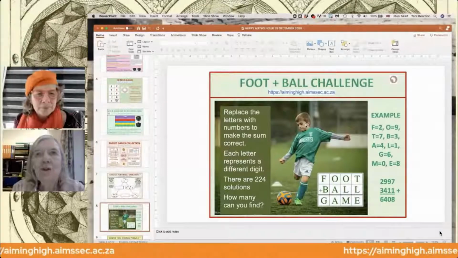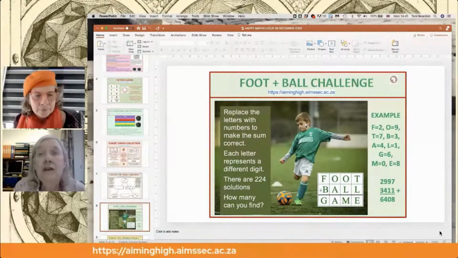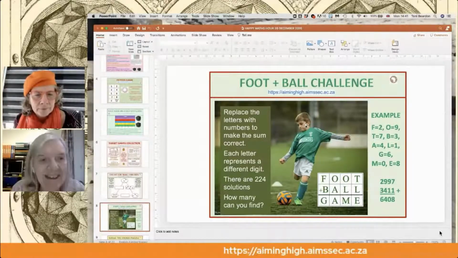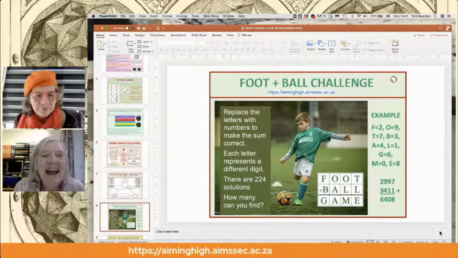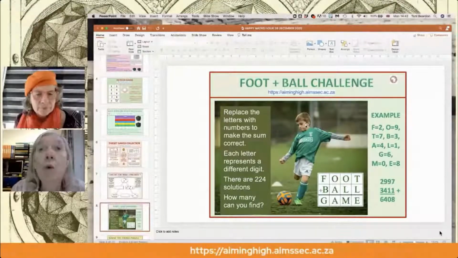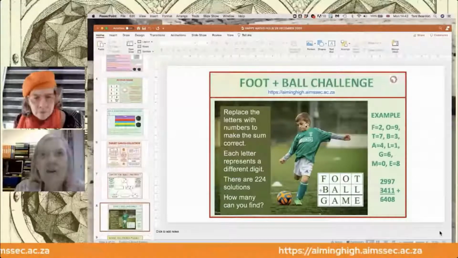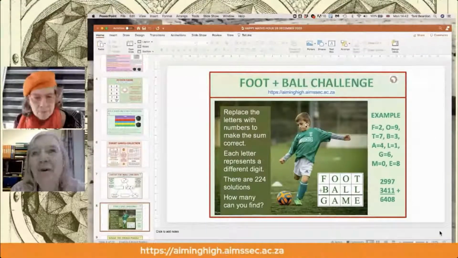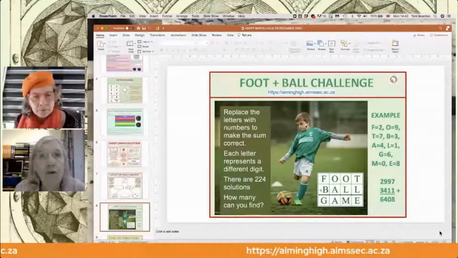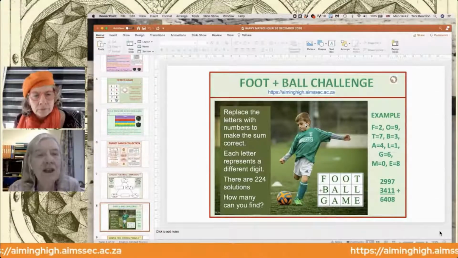So what you do is you add up. Each letter stands for a different number. So you add the letters of FOOT to FOOT to BALL, and the answer is GAME. Surprise, surprise. And you'll see that if you're looking at the slide, 2,997 with the 9s, with the O's in FOOT being 9s, added to 3,411 with the ones being L in BALL, makes GAME, which is 6,408, with the 4s being A's, and each letter corresponding to a number. So there's an example. There's one of the solutions.